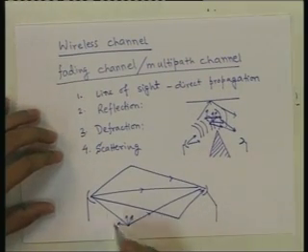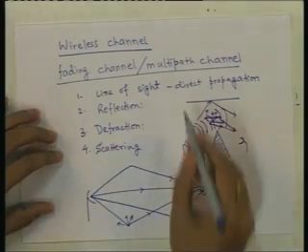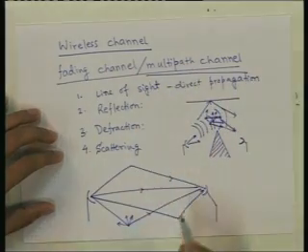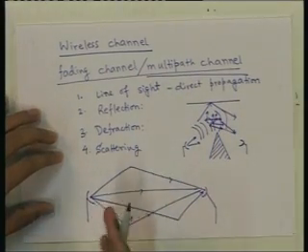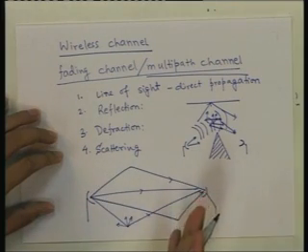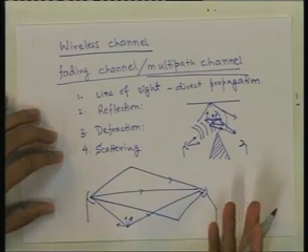So, this is called multipath channel. That is why wireless channel is called multipath channel, when the signal is travelling through multiple paths to the receive antenna.